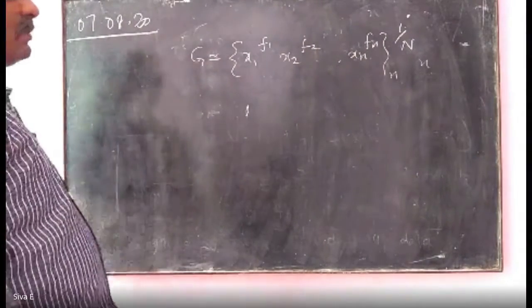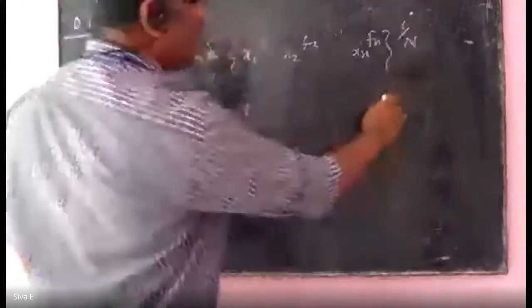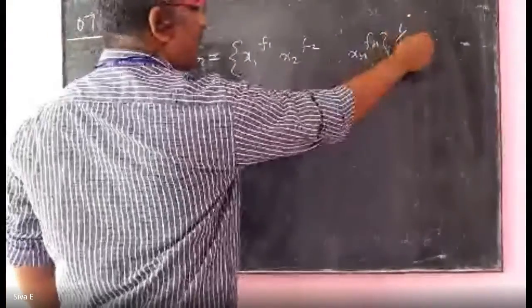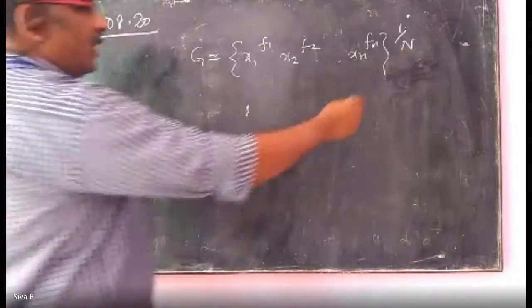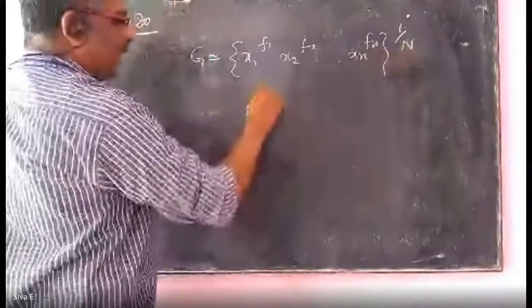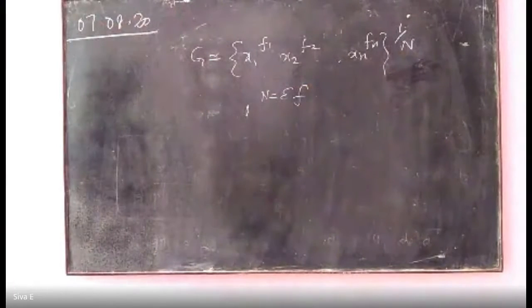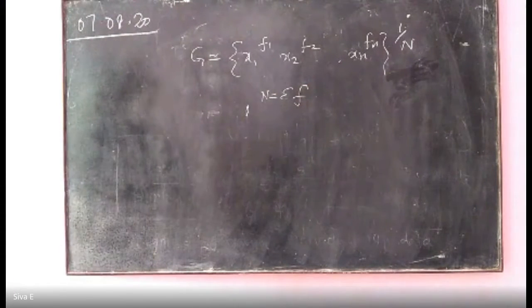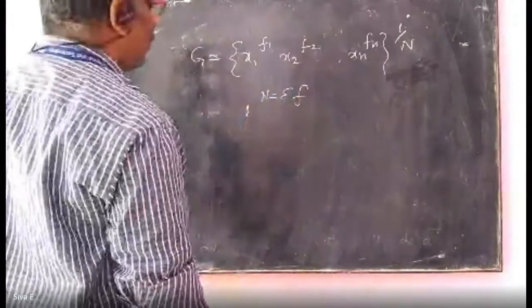So what is the difference between individual and continuous type data? Here, small n, where n is the number of observations. Here capital N is the total number of frequency, capital N equal to summation of f. In the individual type data, small n is the number of observations. Here N is the summation of f, the total number of frequency.